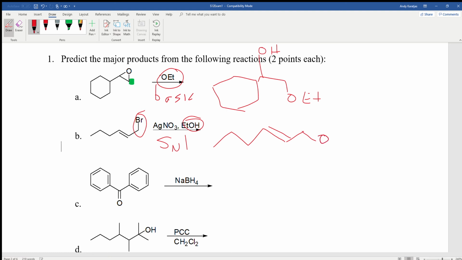Also critical to remember in this reaction is it's the ethanol that's the nucleophile and not the silver nitrate. The silver nitrate in this reaction serves the role of facilitating the reaction but doesn't show up in the products.